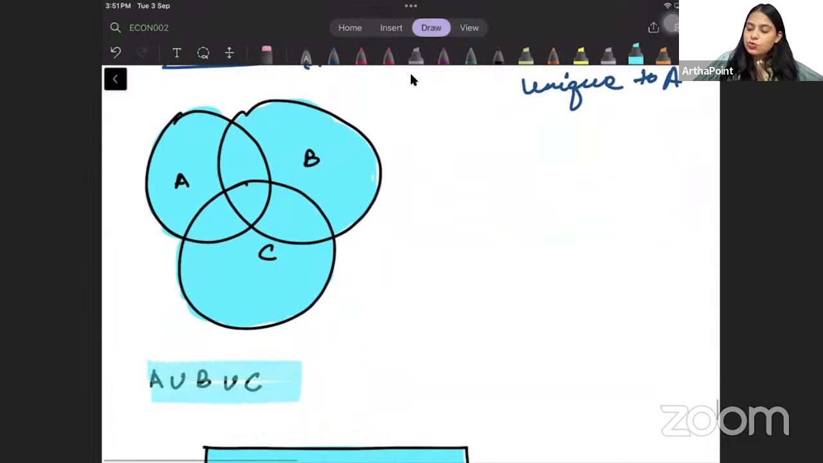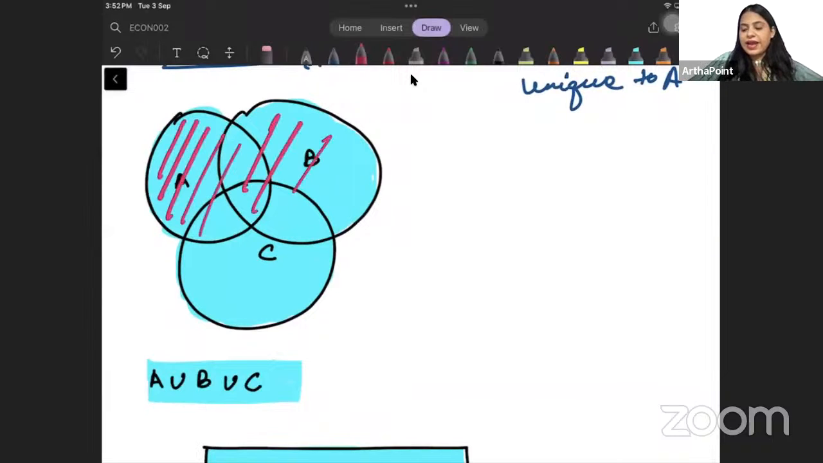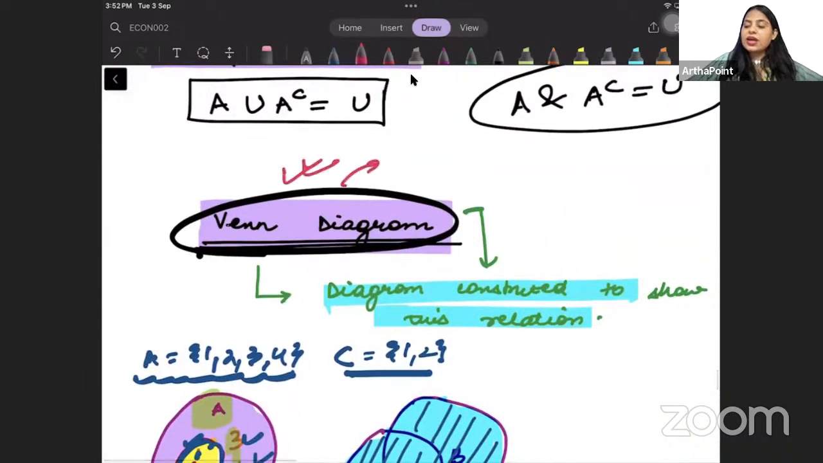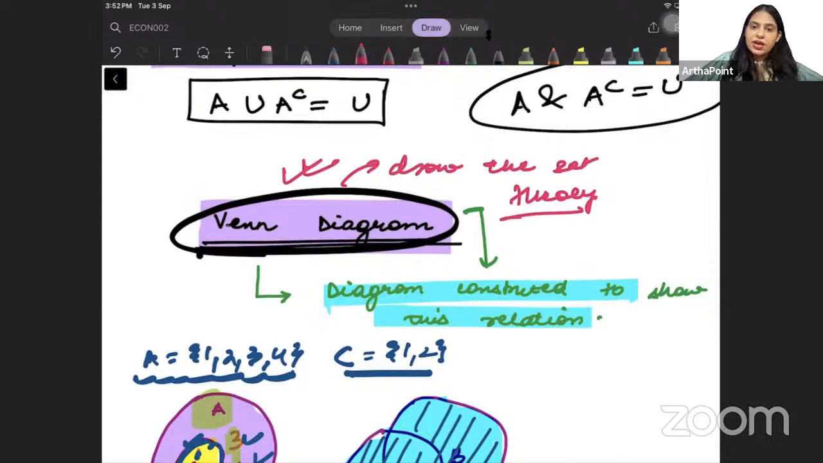A union B union C means all elements of A and B and C. We need to take care of all the elements. So a Venn diagram can help us to draw the set theory. Whatever concept we have studied, if I want to show this diagrammatically, then I can show that using a Venn diagram. Okay? I can show it using a Venn diagram.